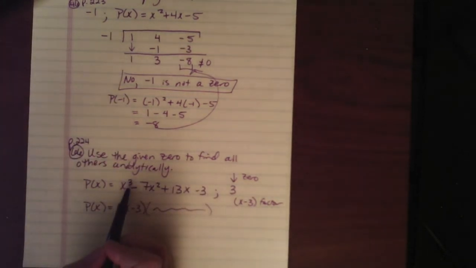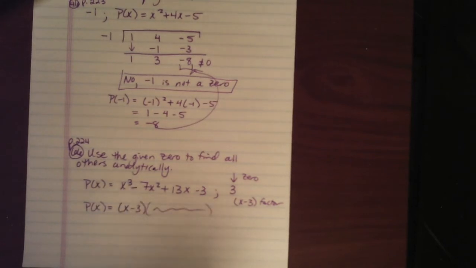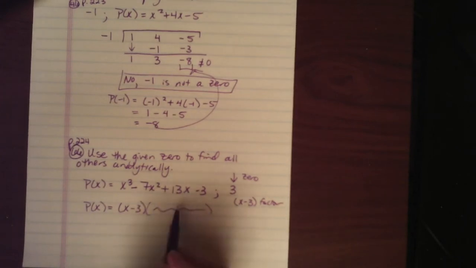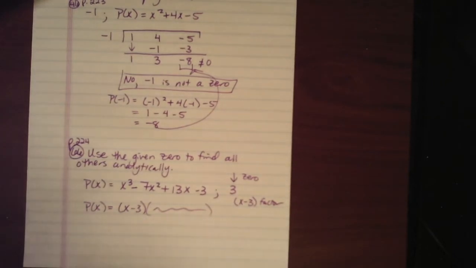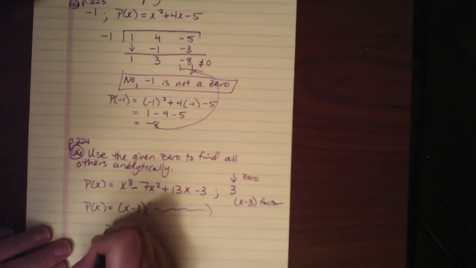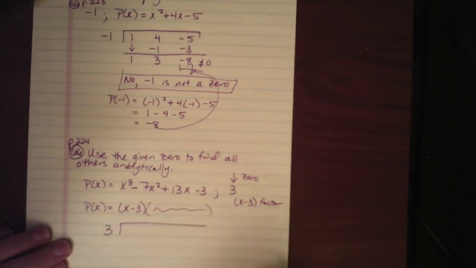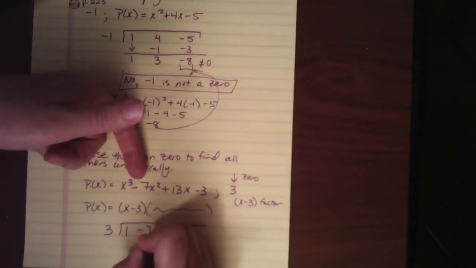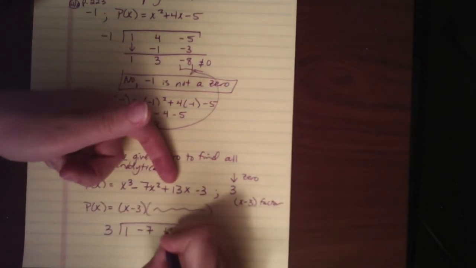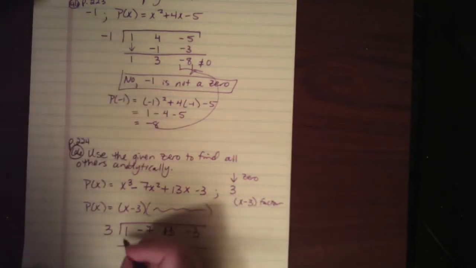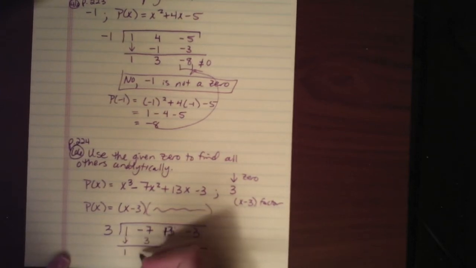Well, this is a cubic, so I can't factor it directly like we do with some of our quadratics. So what I need to know is, if x minus 3 times this stuff equals this original thing, what is this stuff? One way I can do that is by dividing, and I can use synthetic division here. I can put my 3 out front, put in my coefficients, 1x cubed minus 7x squared plus 13x minus 3, and do my synthetic division process.